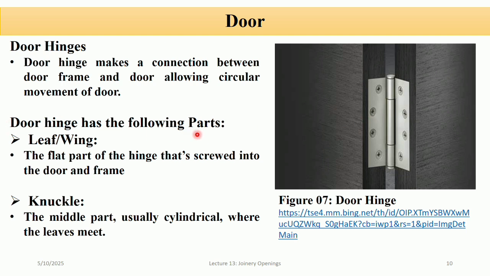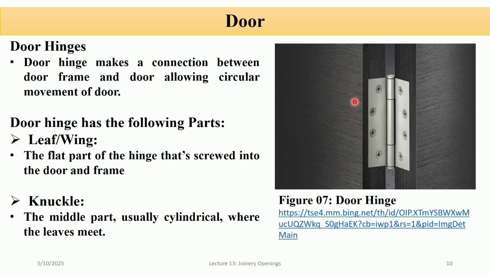So a door hinge has the following parts: leaves, or wings. This is the flat part of the hinge that screws into the door and frame. You can see this is a leaf or wing. This is the flat rectangular part of the hinge that is attached to both the door and the door frame using screws. A hinge typically has two leaves.